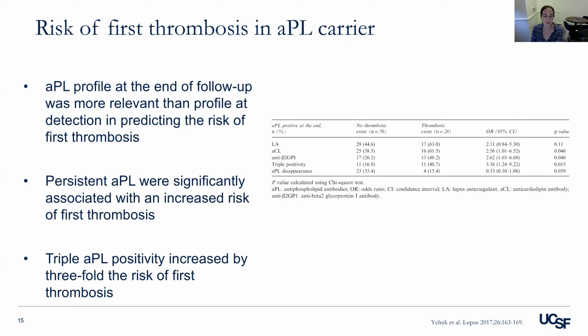Of note, the antiphospholipid antibody profile at the end of follow-up, so at the time when they had their thrombosis, was more relevant than their profile at detection in predicting the risk of first thrombosis, which you can see here. And persistently positive antiphospholipid antibodies were significantly associated with an increased risk of first thrombosis as well. And of note, those patients who were triple antiphospholipid antibody positive had a threefold increased risk of first thrombosis compared to the other groups.